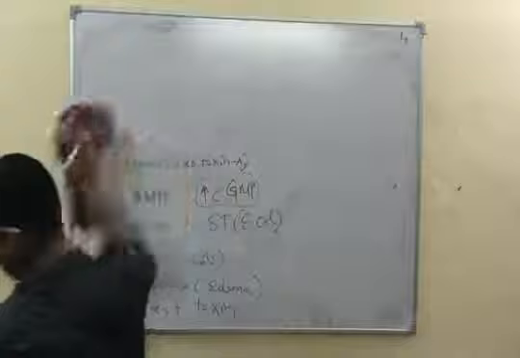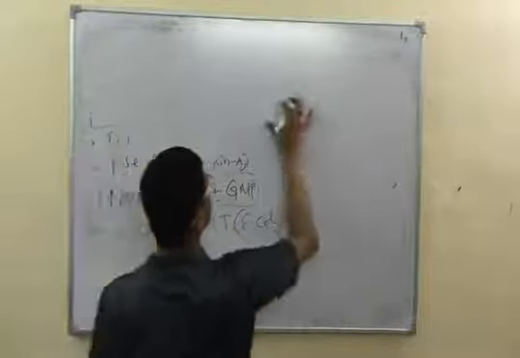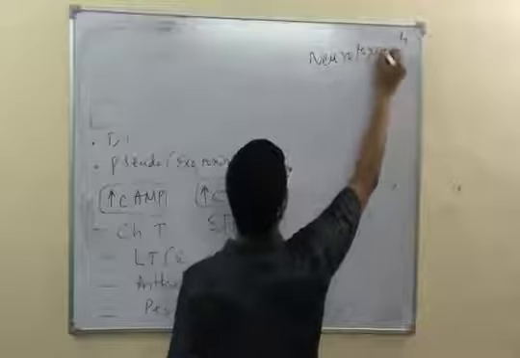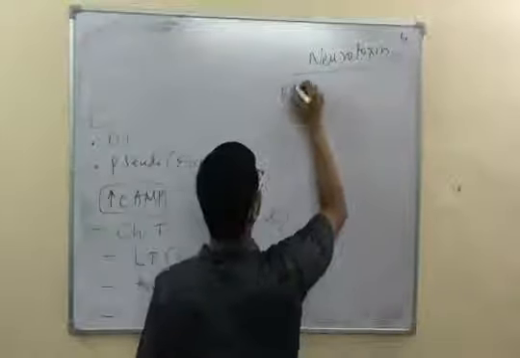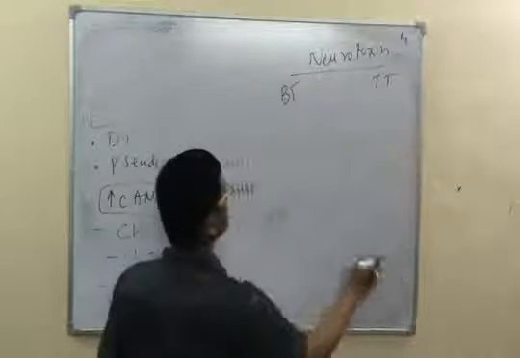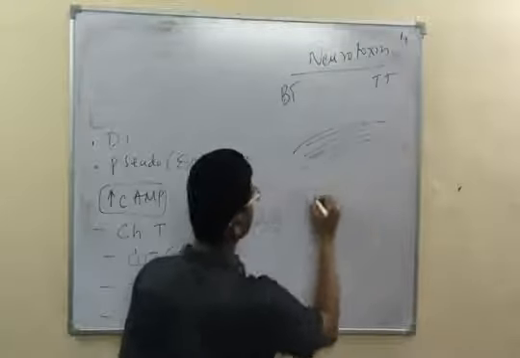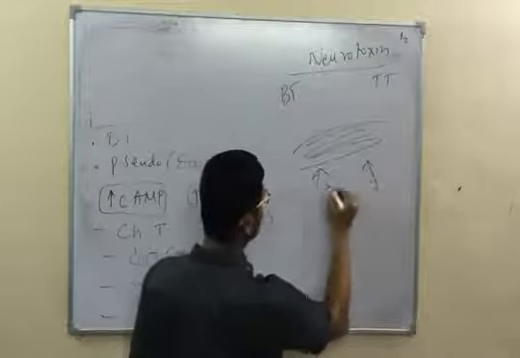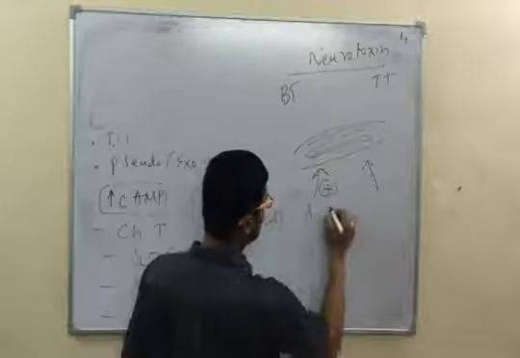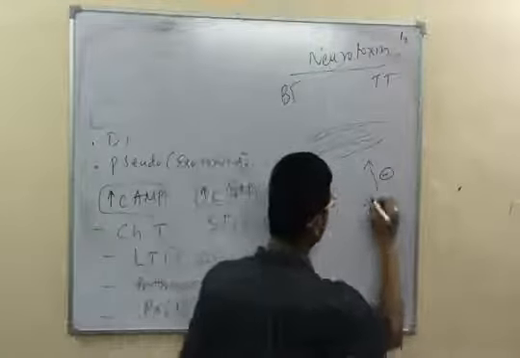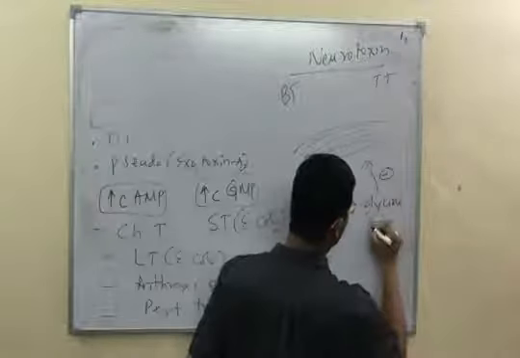Then toxins that act on the nervous system are neurotoxins. Neurotoxin examples are botulinum toxin and tetanus toxin. They say that for muscle contraction, you have a positive stimulus provided by acetylcholine, and a negative stimulus provided by glycine and GABA.